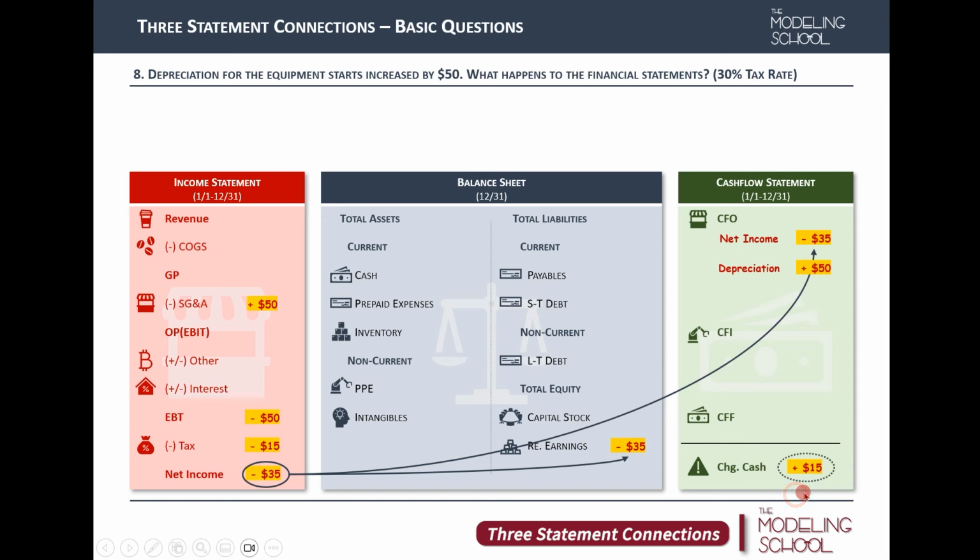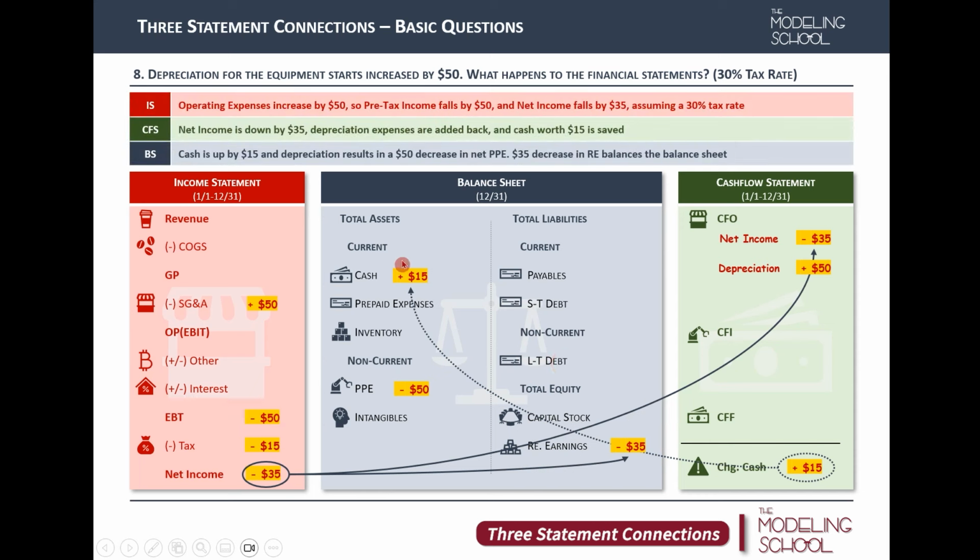Changes in cash will be reflected on the year-end cash balance. So cash is going to be up by 15, and depreciation decreases net PP&E balances. So cash is up by 15, PP&E is down by 50, and as a sum, the asset side is down by 35, and also the liabilities and equity side is down by 35 as well.